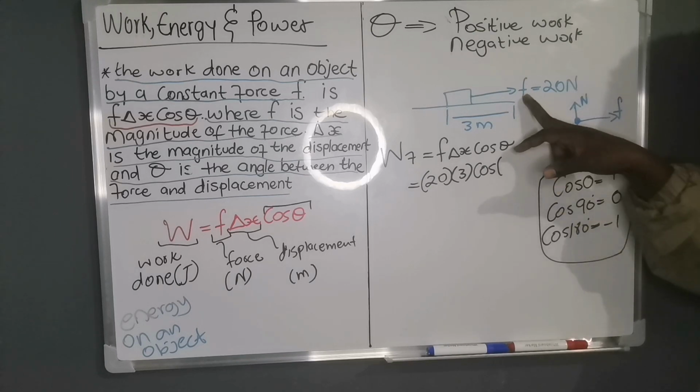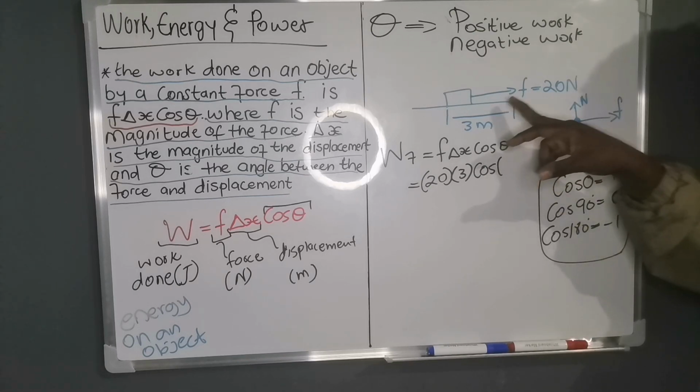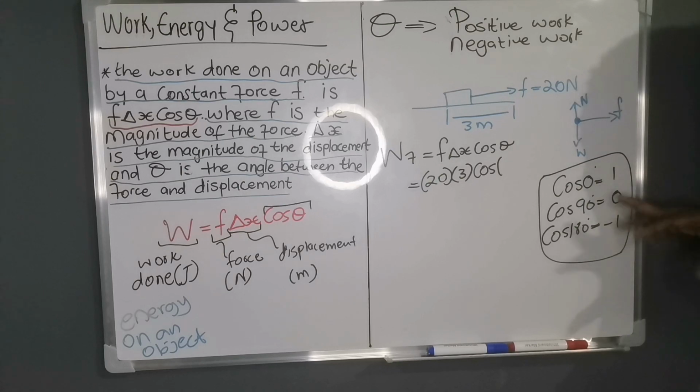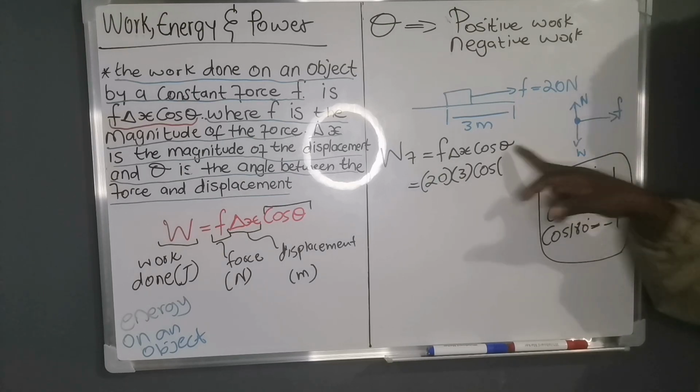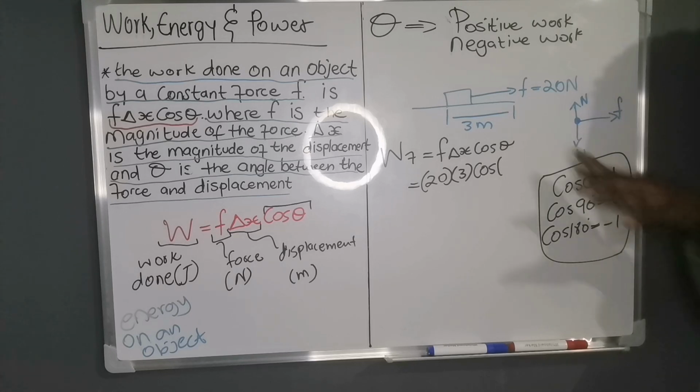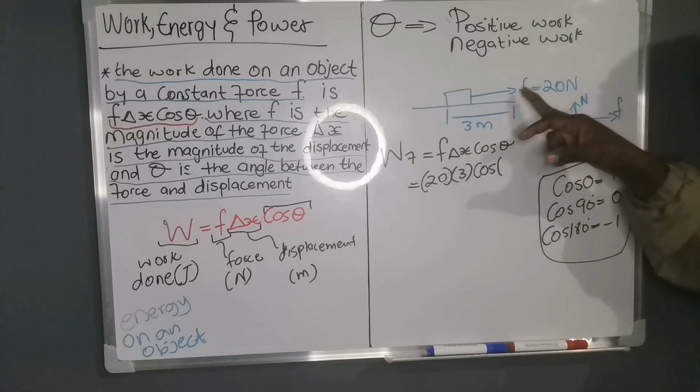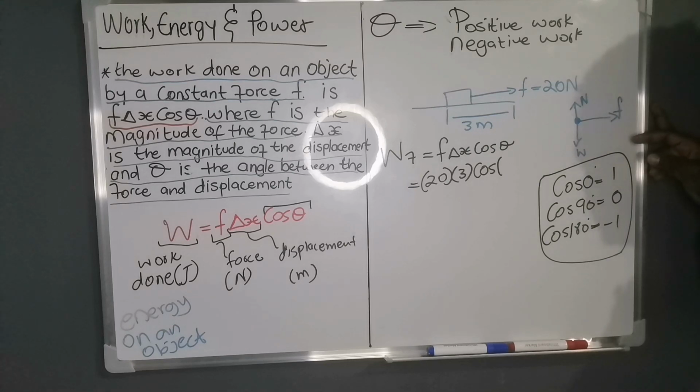And in this case, the force and the displacement are acting in the same direction, that means our work is positive, so the value is going to be 1. Theta is going to be 1 here, because our displacement is going in this direction and our force is going in this direction. I hope you understand that clearly.